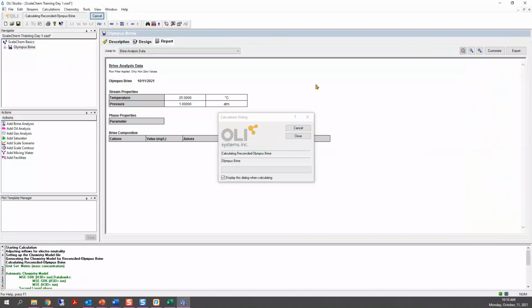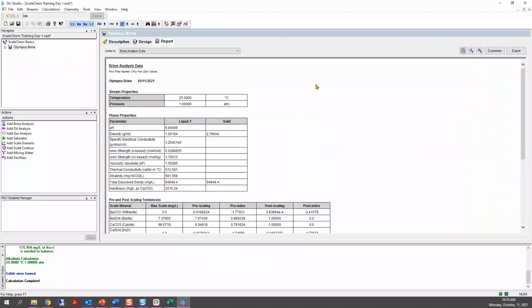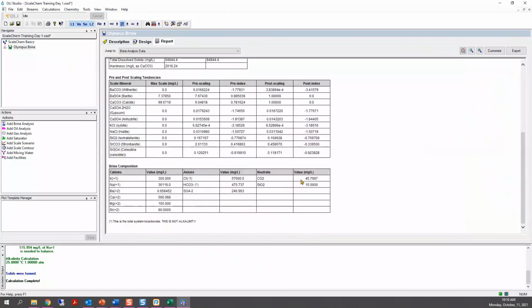Let's see until this calculates, because now we are including the solids. So the software is saying, yes, effectively solids were formed. And in here, you'll see a pre-scaling tendency. It did not change because this is a time 0. And because we told the software to calculate or precipitate those solids, now you see that the post-scaling tendency values are 1. But I want you to notice something. Let me see if I can show you what happened.